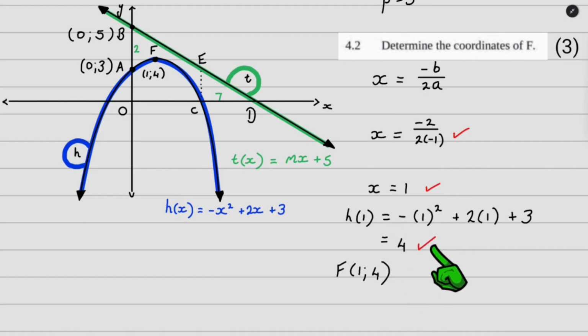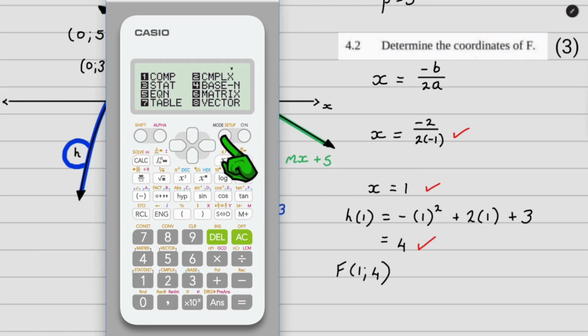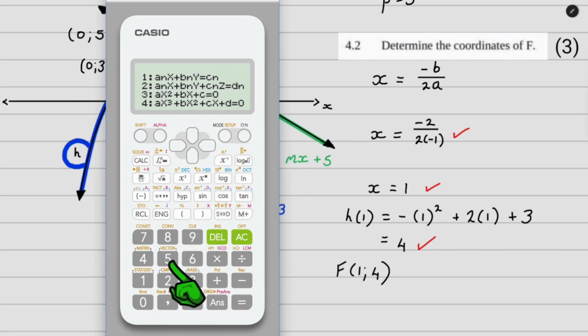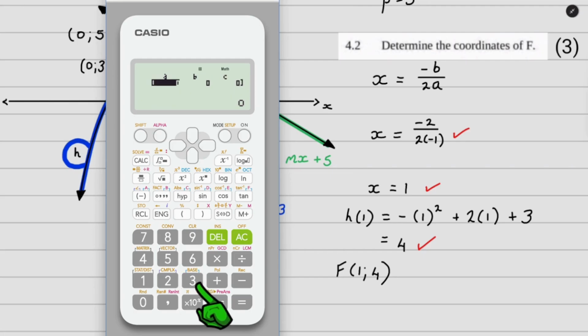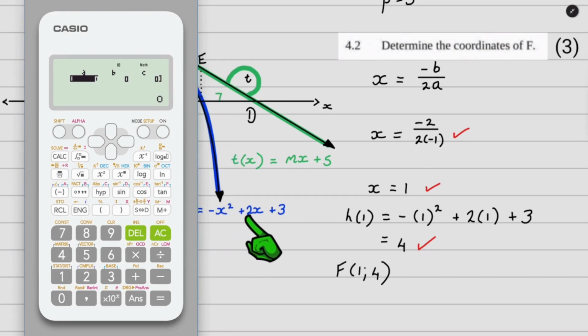our x value and our y value. Now, great news if you own a white calculator. If you go to your white calculator and you go to mode 5 and 3, then you can type in the a, b and c value from your parabola. A is minus 1, b is 2, and c is 3.